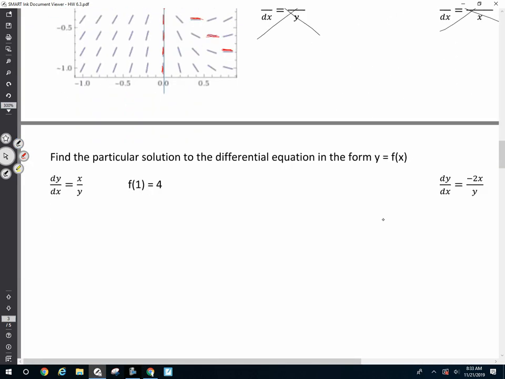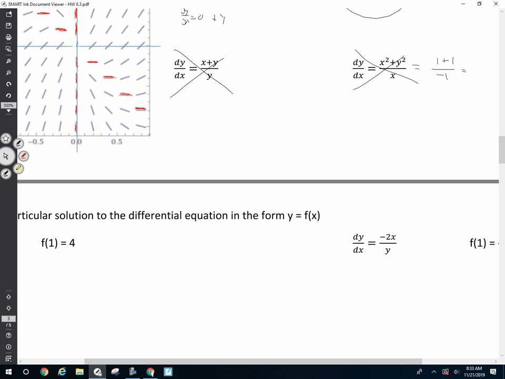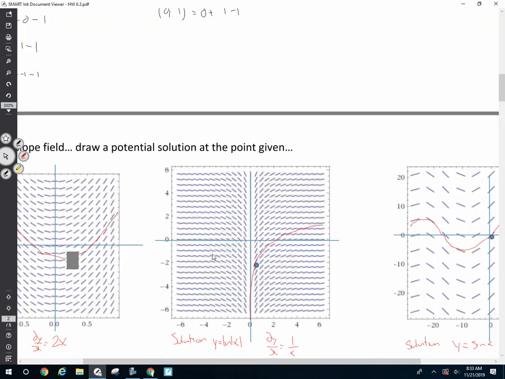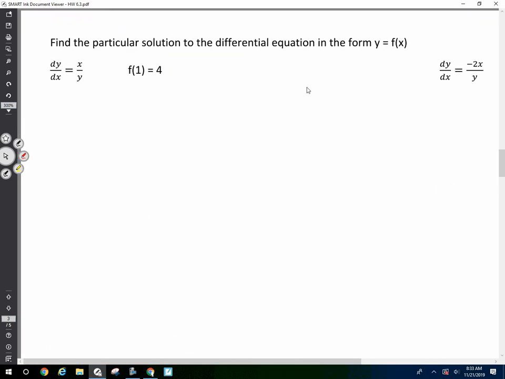All right, now that we've gone through and kind of been able to visually see differential equations using slope fields and potential solutions, let's actually solve some. So we got to remember we need to use a technique called separation of variables. I don't know how to spell separation. Is it with an A? Yeah, it's got to be with an A. Separation of variables.